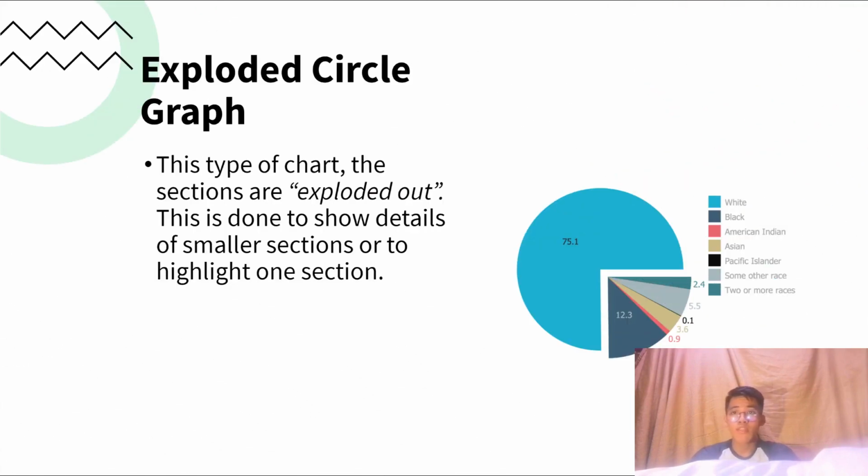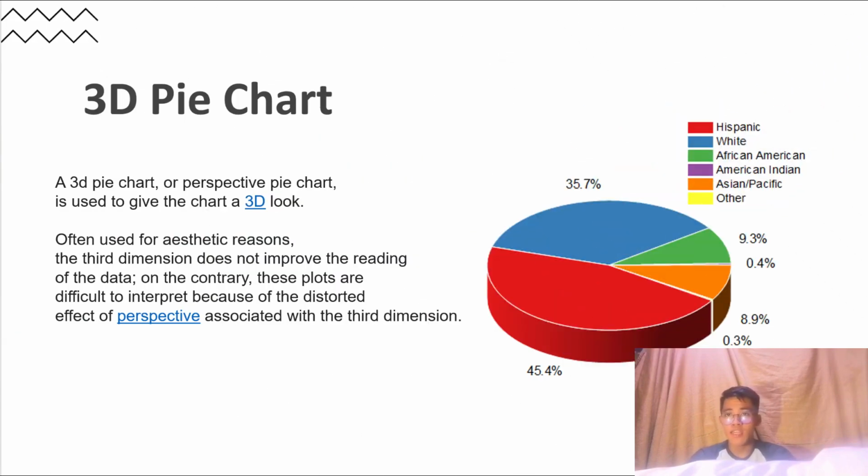Second one is the exploded circle graph. In an exploded circle graph, some parts of the circle graph are exploded out because they represent important details or important functions on the circle graph. Next one is the 3D circle graph. A 3D circle graph is used for aesthetic reasons, or for representing some data in an explosive or descriptive manner. It is also a more difficult illustration of a circle graph.